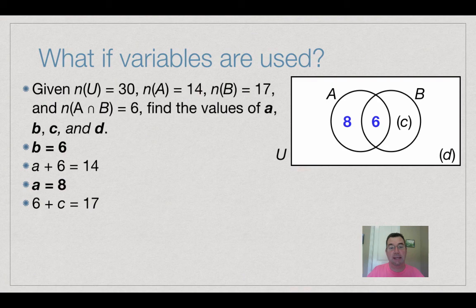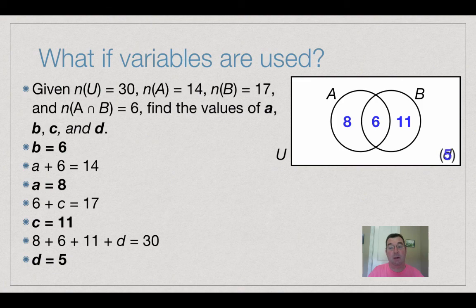I also know that the number of elements in B is 17, so the 6 that's in the intersection and the C that is not in the intersection, those have to add up to 17. Well, that means that C has to equal 11. Okay? And lastly, I know that there are 30 elements in the entire set, so that means that the 8, the 6, and the 11, plus that little D that's sitting in the corner, all of those have to add up to 30, and so that means that D would have to equal 5.